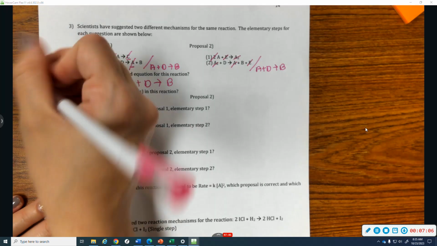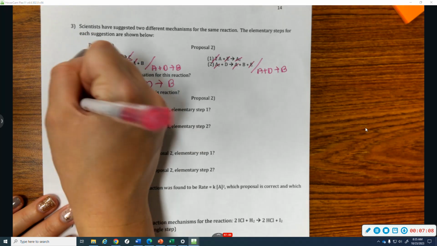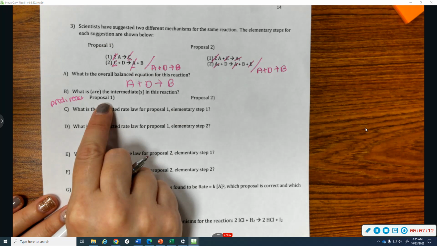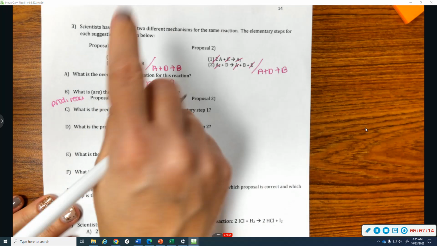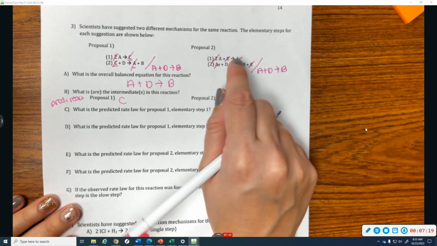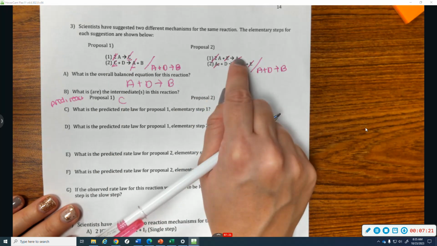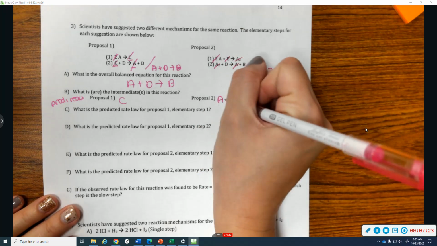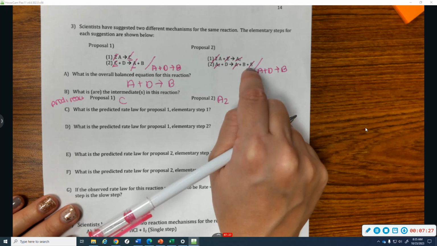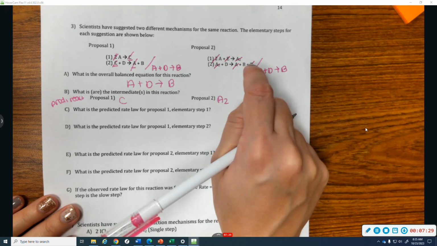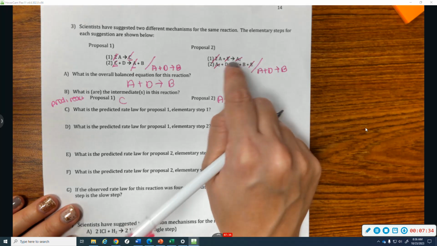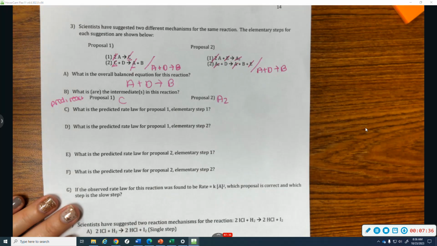Again, an intermediate is a product, then a reactant. So in proposal 1, the intermediate is C. It was made and then it was used. In proposal 2, the intermediate is A squared. It was made and then it was used. E was used and then it was made. That is not a reactant. We'll talk about that later. Or sorry, that's not an intermediate. An intermediate is made, then used in that order.